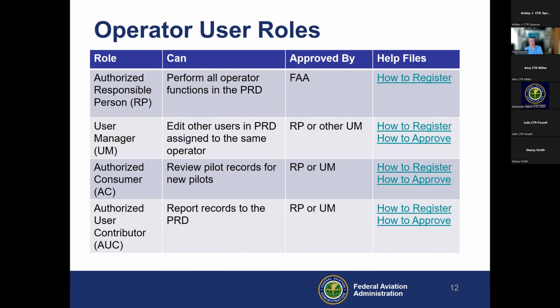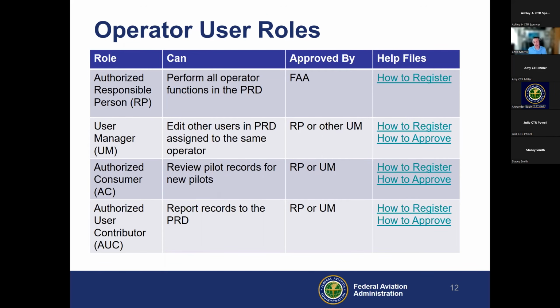I know this isn't useful just looking at it on screen, but when you download this presentation file, these are web links that you can click on, and it will take you to step-by-step directions. So if you want to be an authorized consumer and you don't know how to start, you can click on that how to register link, and it will take you to the PDF that steps you through it. Step 1, step 2, it just walks you through it. And if you don't want to wait for the webinar to look at these help files, they're already available at prd.faa.gov. Just go to the resources section and you'll see these step-by-steps for how to do these different functions.